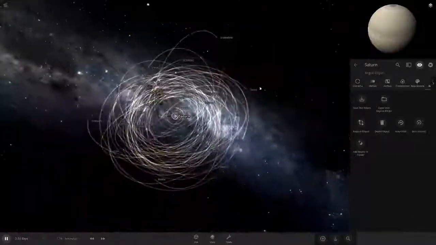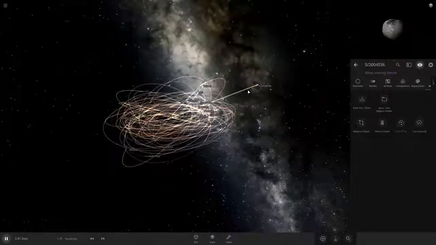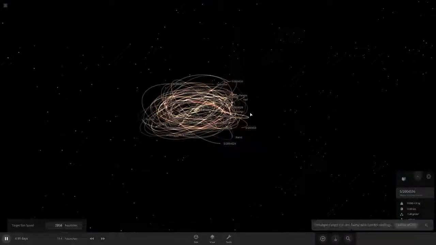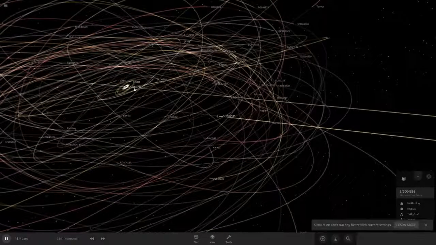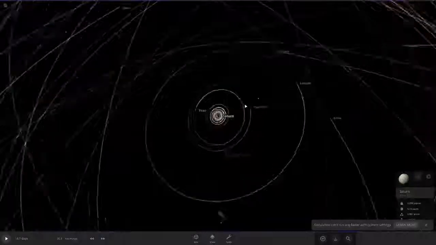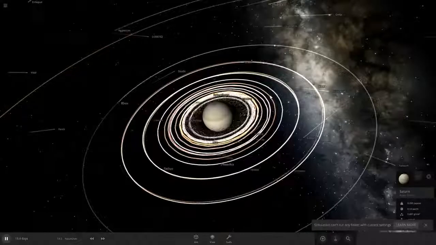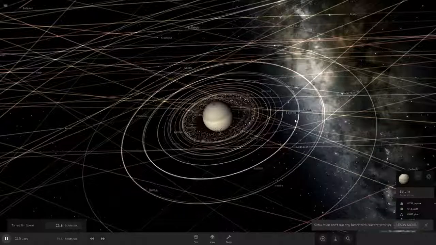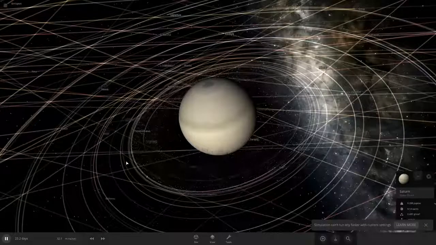Here are their orbits, and it is a huge chaos. This moon is actually going retrograde, right? Speed up time a bit. Why, yes, it is. It is going retrograde to Saturn. Because most of Saturn's moons are just captured asteroids. And actually some of them, because of all these particles, were able to form moons of their own.